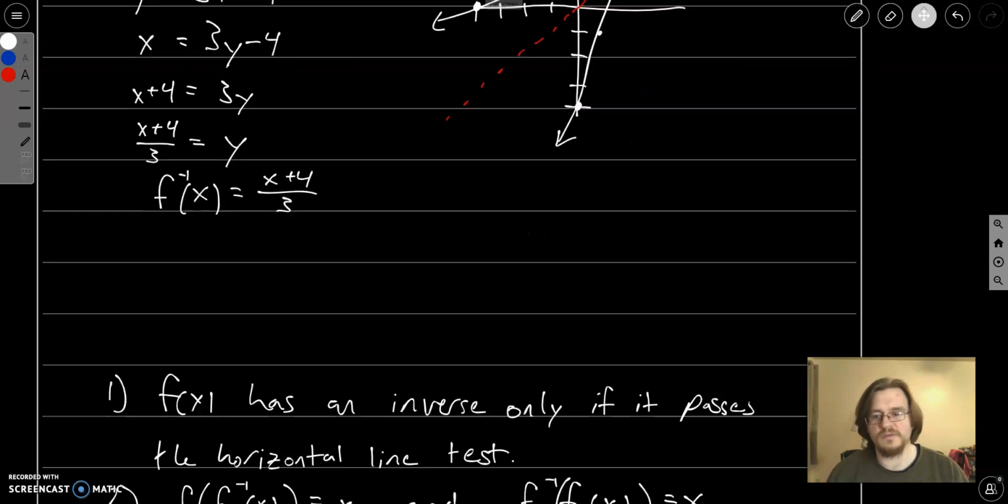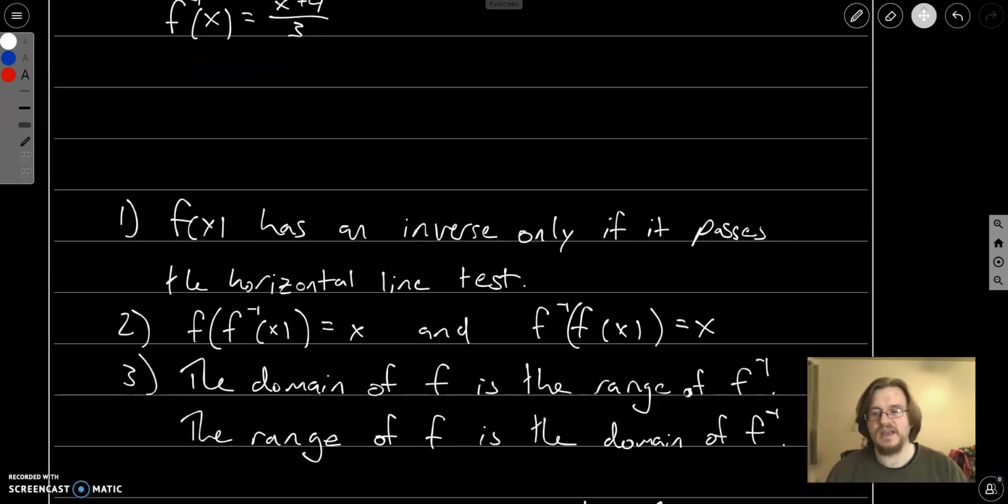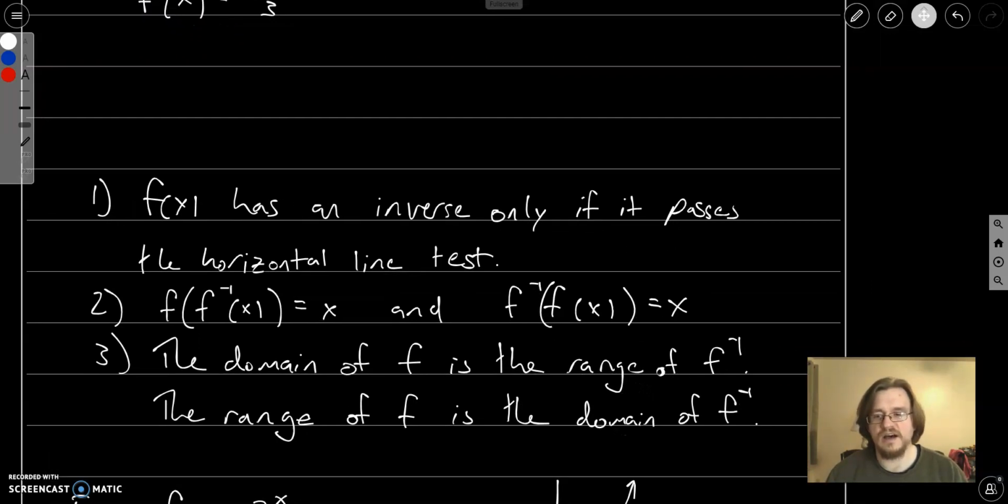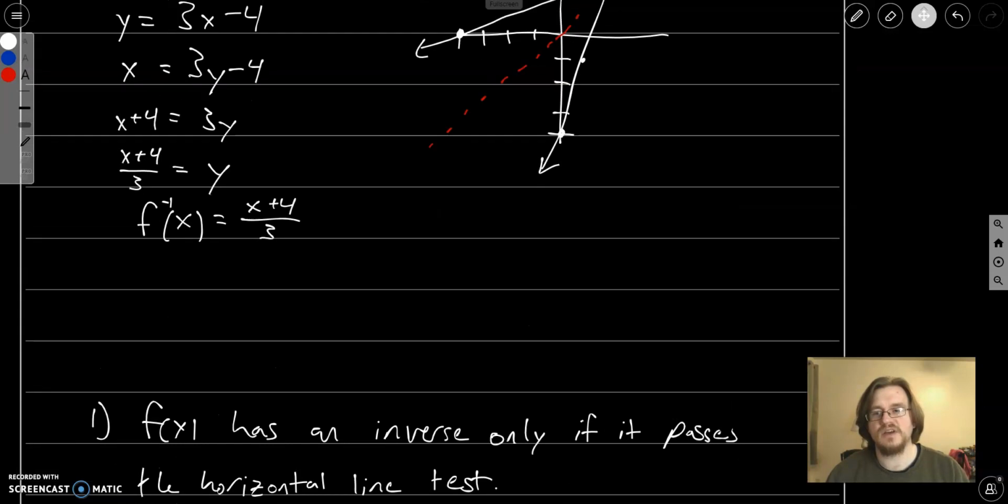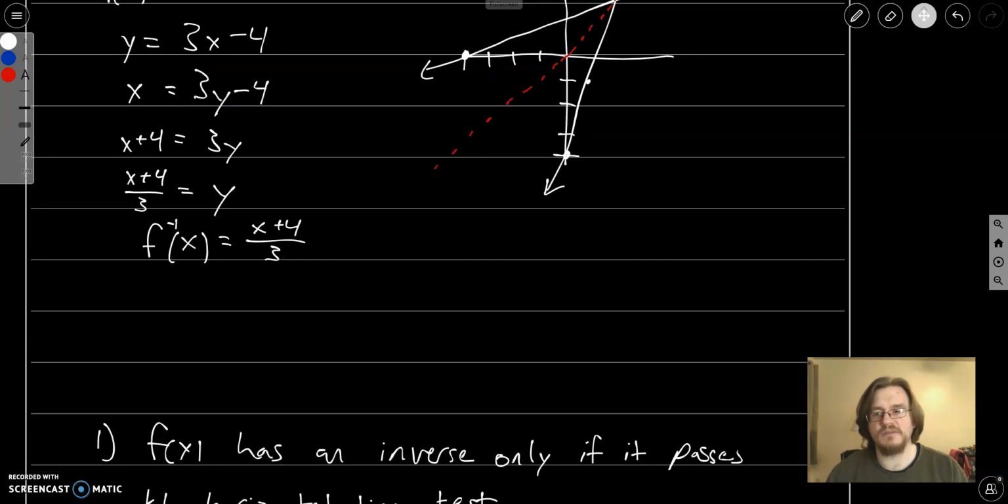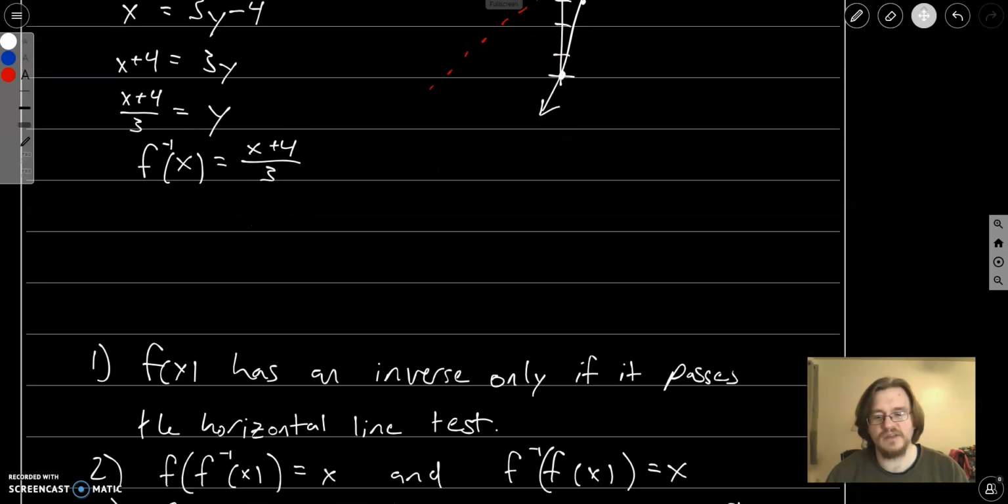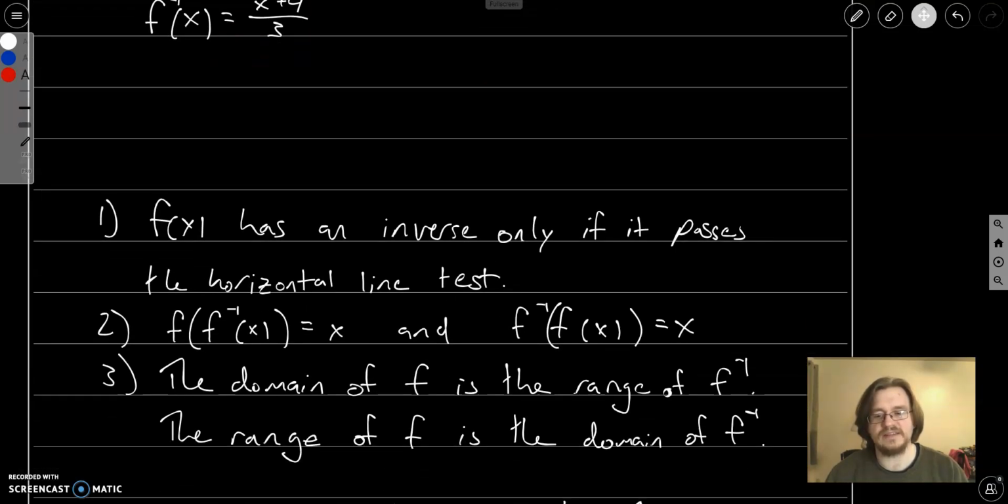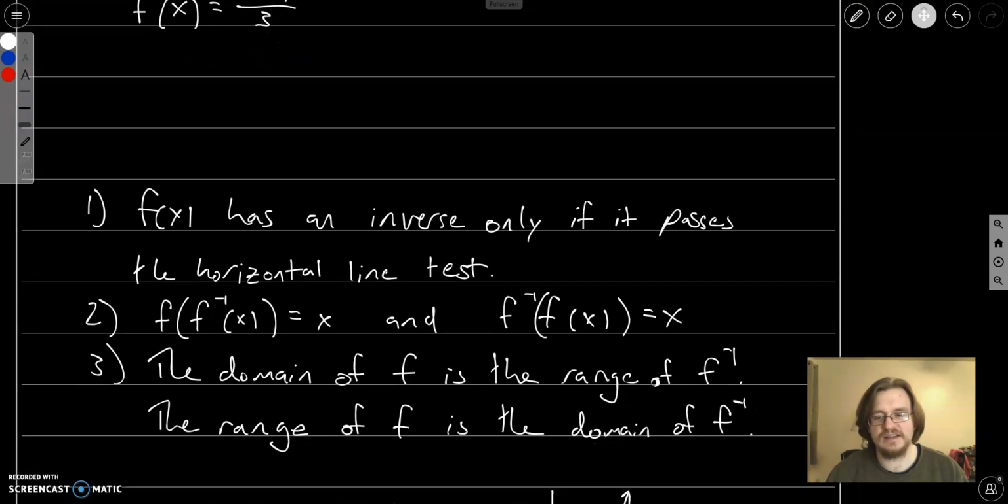So we've reviewed a few properties. A function only has an inverse if it passes the horizontal line test, and I'll go through that in a second. When we compose inverses, they cancel out. So up here we saw that my first function multiplied by 3 and subtracted 4. Here we added 4 and then divided by 3. So when they cancel out, we're just left with x at the end.